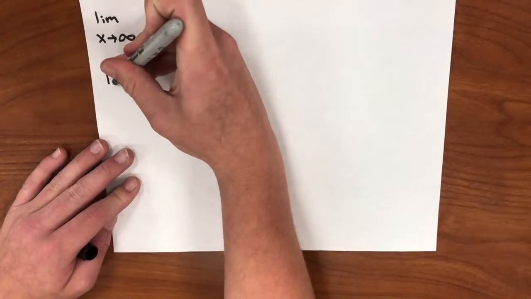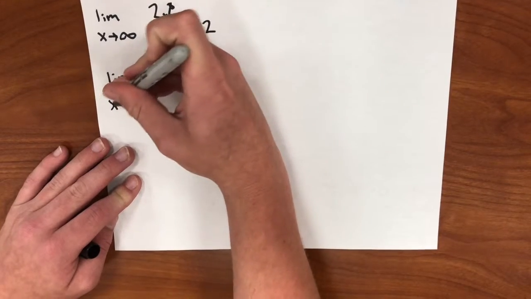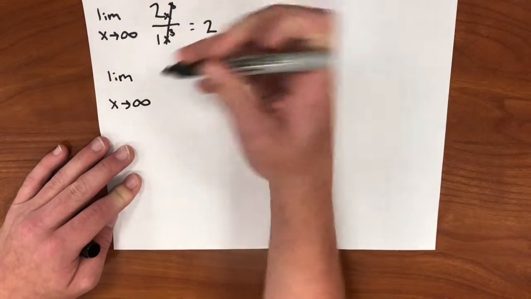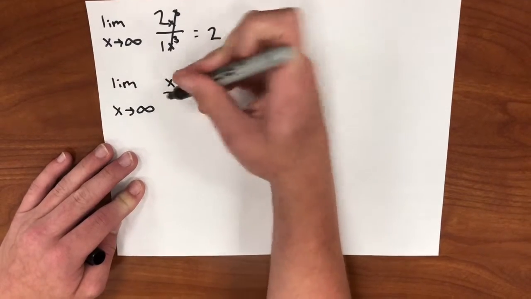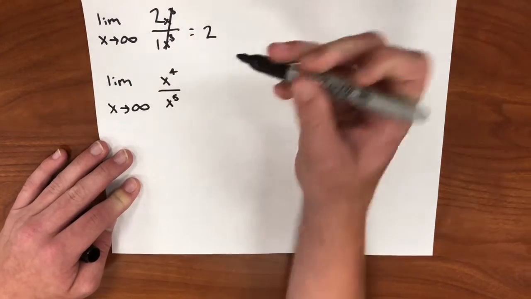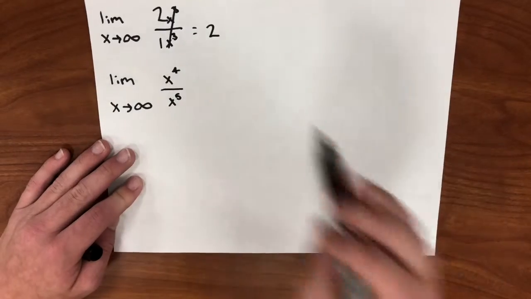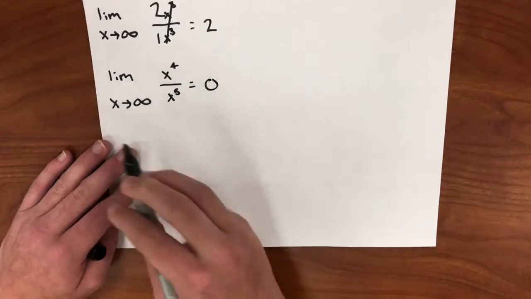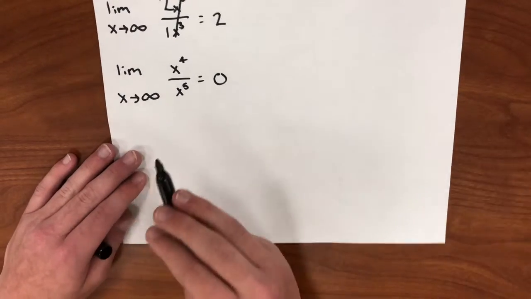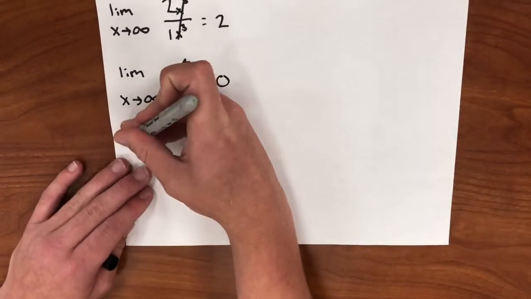And then for a second example, as x approaches infinity, let's say the bottom exponent is the larger one, x to the fourth over x to the fifth. 5 is larger than 4, so the limit for this function has to approach 0. So the limit as x approaches infinity for this function would equal 0.